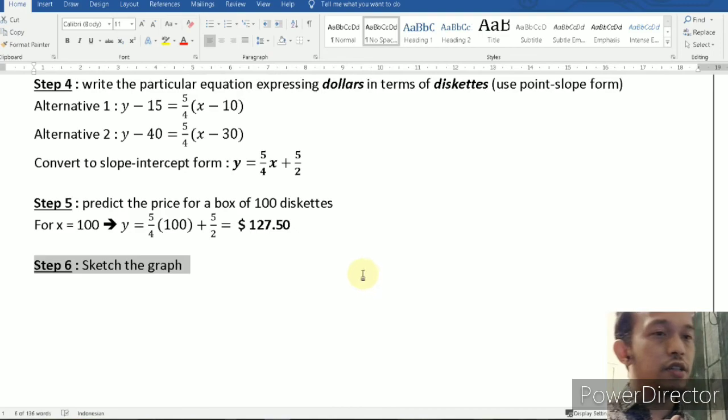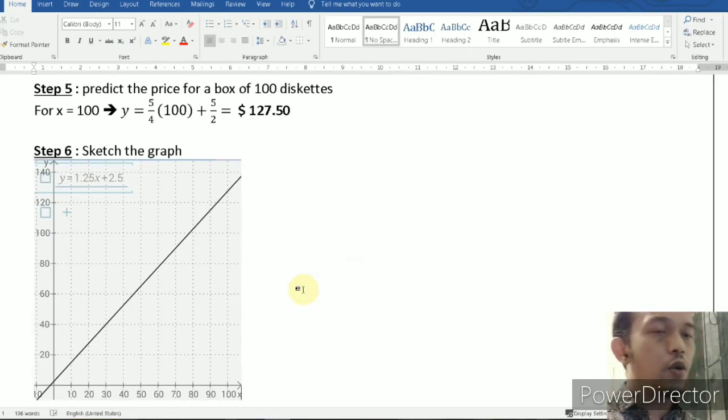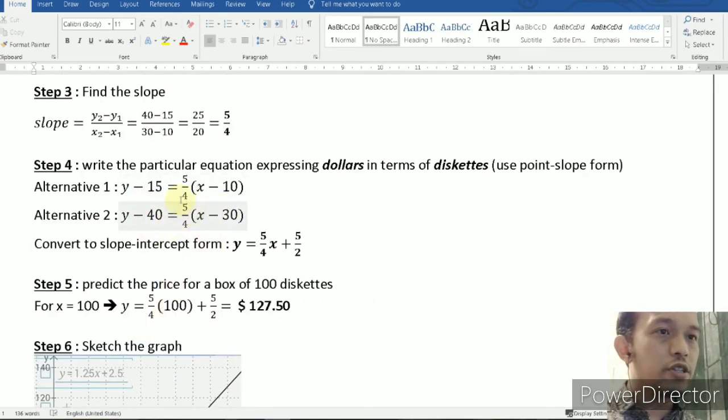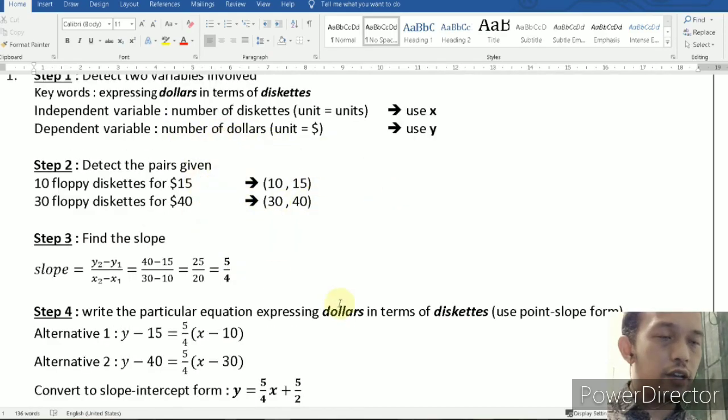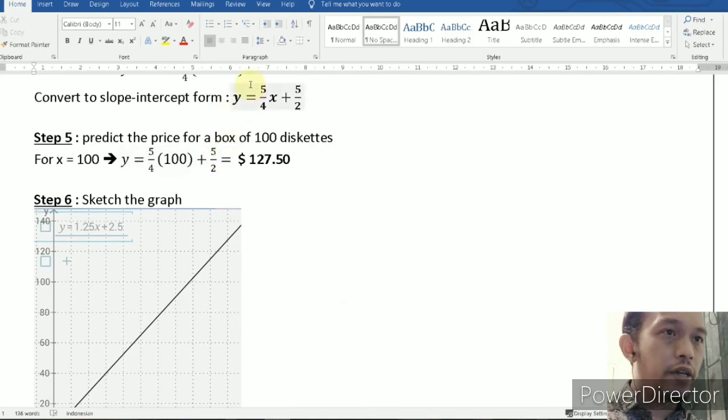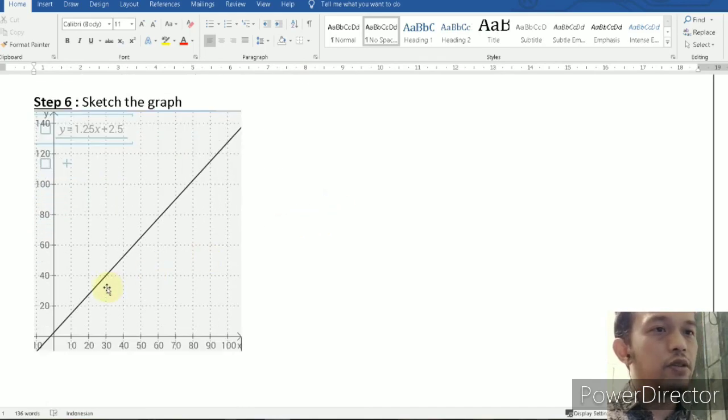So step 6, sketch the graph. When you sketch the graph, don't forget that the horizontal axis belongs to the independent variable and the vertical axis belongs to the dependent variable. Don't ever forget that. You can use the two known pairs and connect them, or you can use the slope-intercept form, using the y-intercept and then the slope. Either way, you can sketch it. This line represents the relation between x, the total number of floppy disks being sold, and y, the total money they earn.